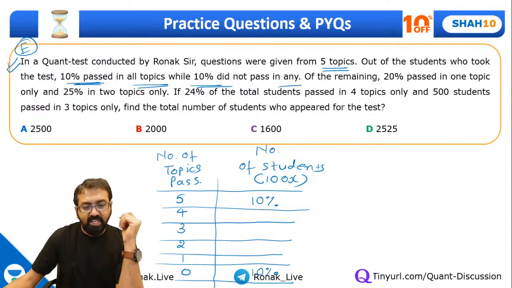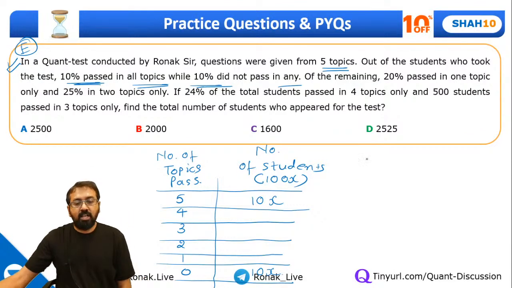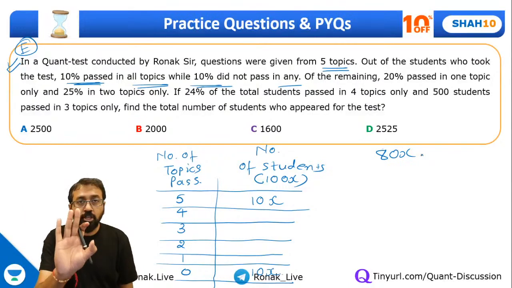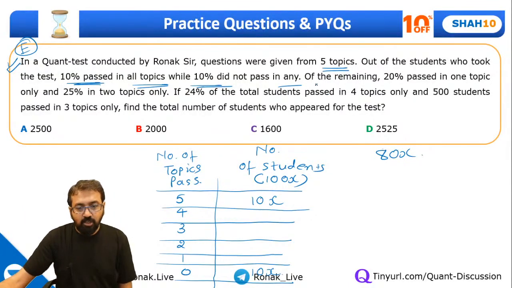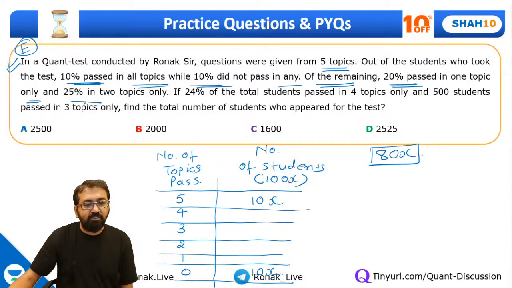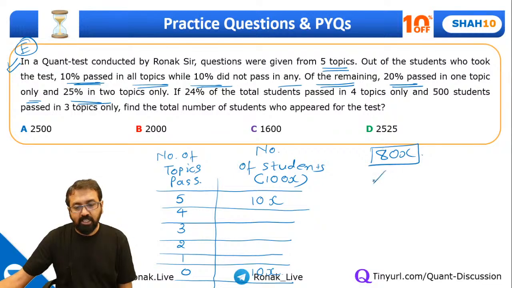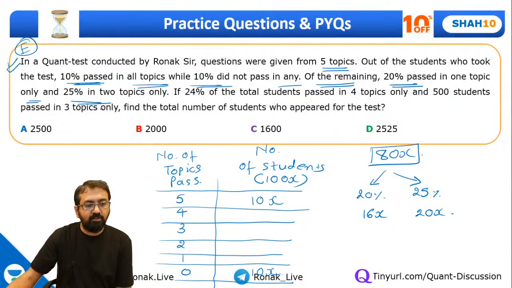Out of 100x, this is 10x, 10% means 10x, and this is also 10x, correct? Now how much is left? 80x is left, because 10x and 10x are gone. Now we are talking about 80x students. Read this line: of the remaining, 20% passed in one topic only and 25% in two topics only. What is 20% of this one? 16x. What is 25% of this one? 20x.